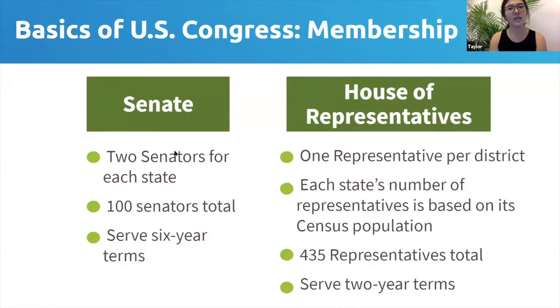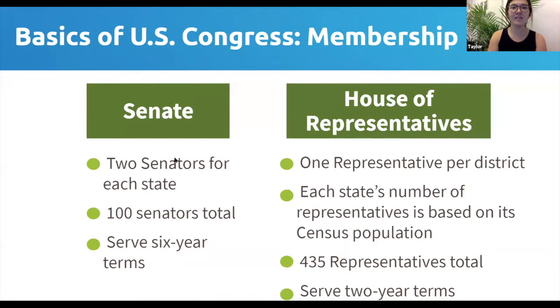The US Congress has two chambers, the Senate and the House. Each state only has two senators, who serve 6-year terms, while in the House, there is one representative from each district. How many districts are within a state varies, but there are 435 districts total in the United States. And these representatives of the House serve 2-year terms as opposed to senators who serve a longer term.